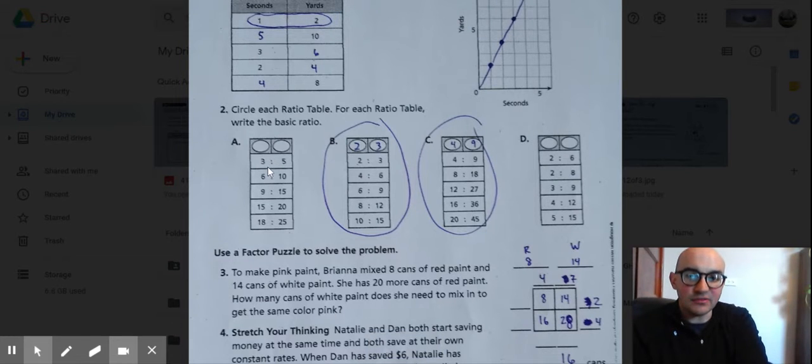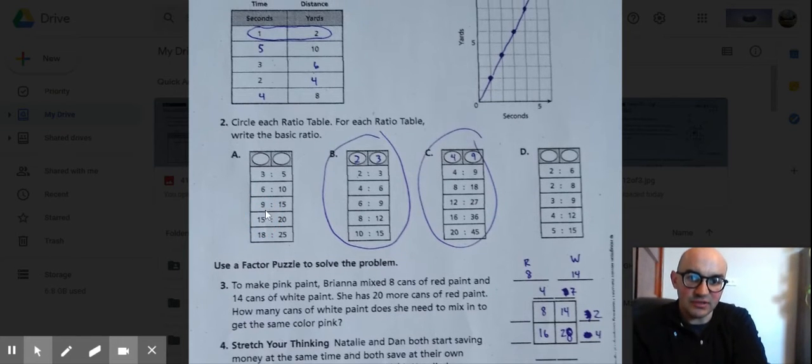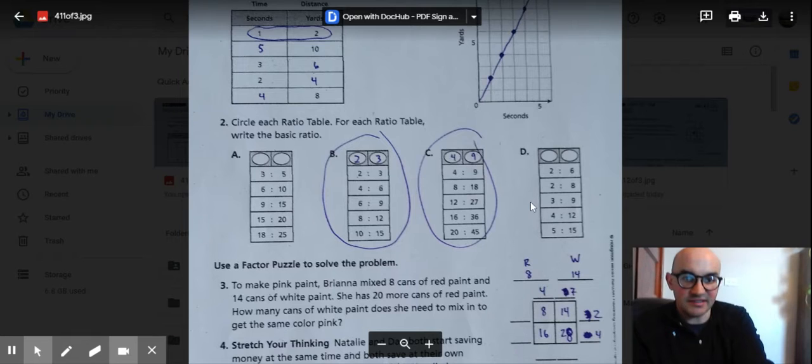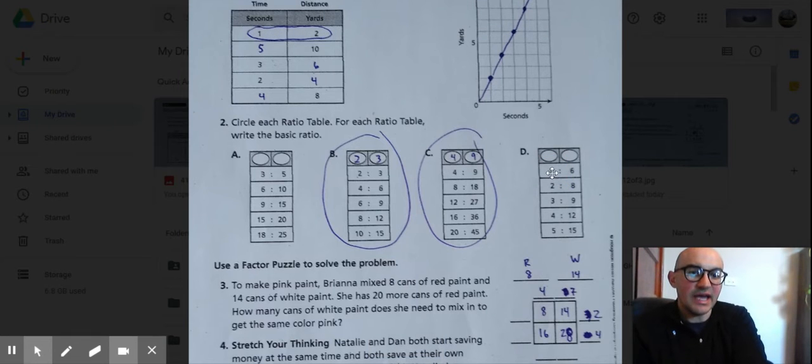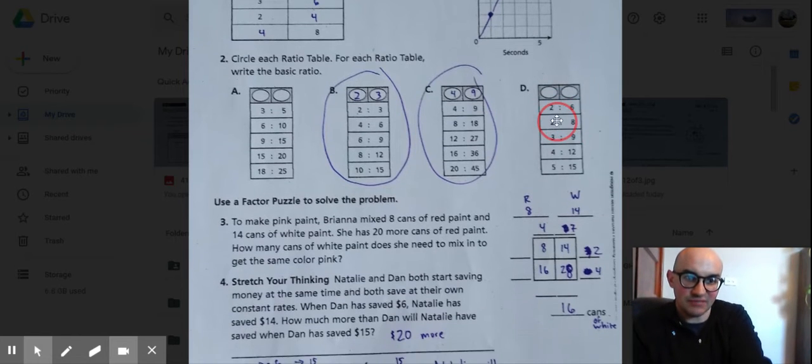Here in A, the reason I did not circle this is we go 3 times 1 is 3, times 2 is 6, times 3 is 9, but here we're missing a 3 times 4 value, so we're missing that 12. 20 works, but we're missing the 12, so that is not a ratio table. That's a nice data table, but not a ratio table. And here we have 2, 2, 3, 4, 5. That is not a trend that we see in the multiplication table, so that should be a dead giveaway right there.